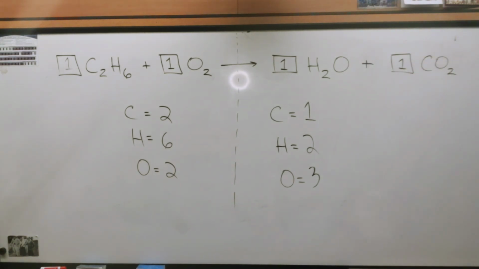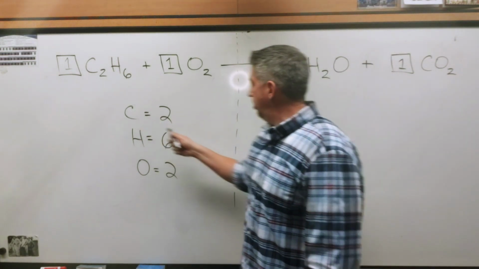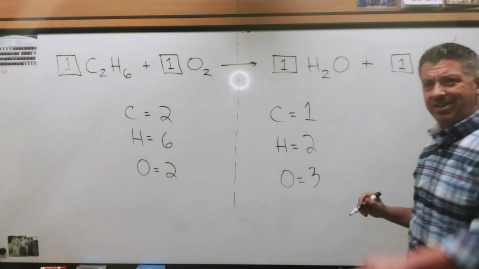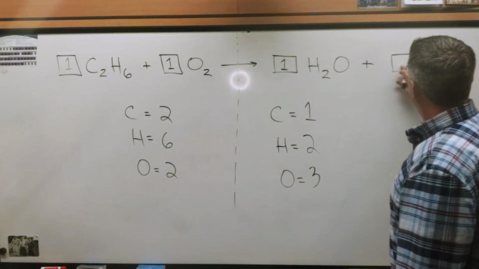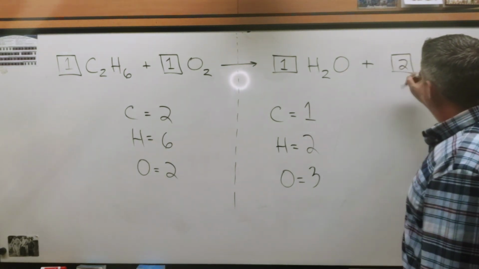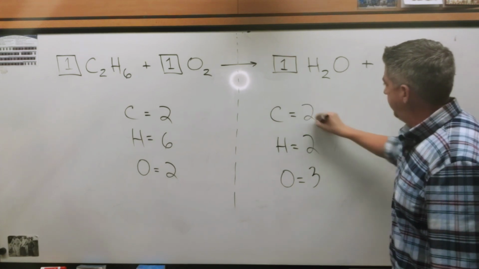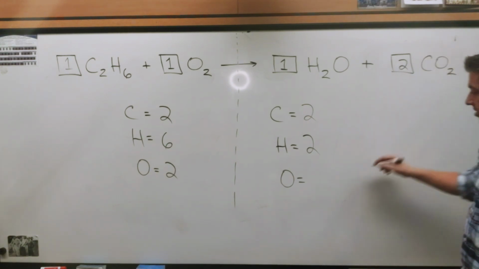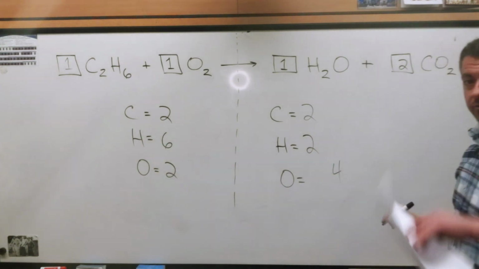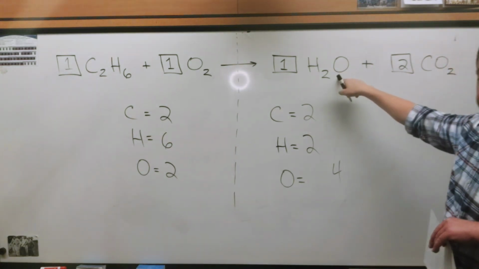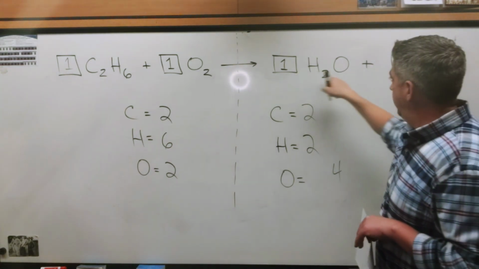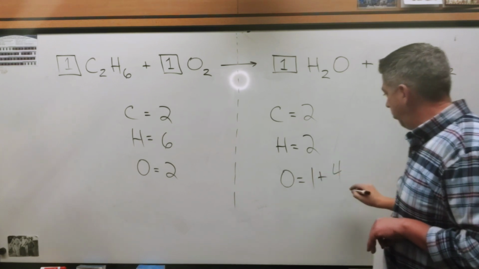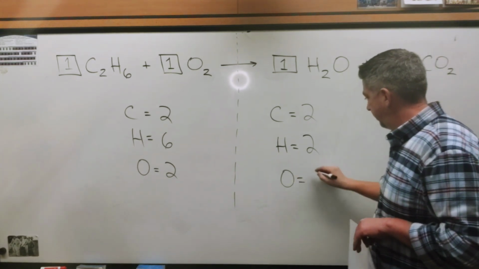All right, nothing matches. Let's go with the easy one. We have 2 carbon here and 1 carbon here. That's an easy fix. Let's just take this out and put a 2. So now we have 2 carbon, but we also changed the O, so I've got to erase this. 2 times 2 is 4. But don't forget, there was an oxygen right here, so I'm going to put 1 times 1 is 1. 1 plus 4 is equal to 5.